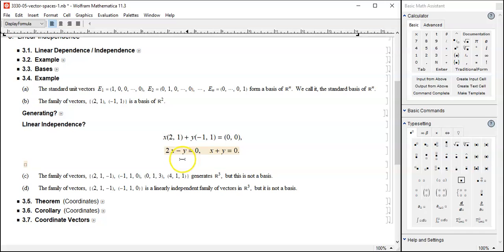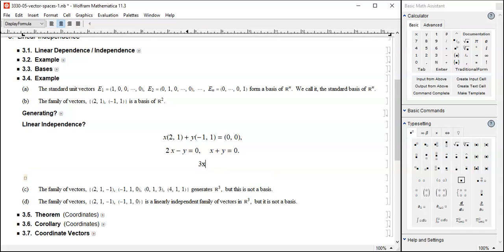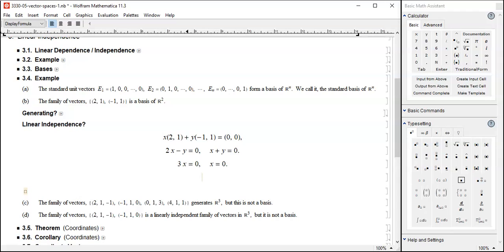Oh, that's easy. Add them up, and I'm just getting 3x is equal to 0, because if I add them up, negative y and positive y cancel each other out. I get x equal to 0. Good. x equal to 0, plug it into either this or that. Let's plug into the first equation. Now, the second equation looks a little bit better to me. So x plus y is equal to 0, so 0 plus y is equal to 0. y is equal to 0 as well.